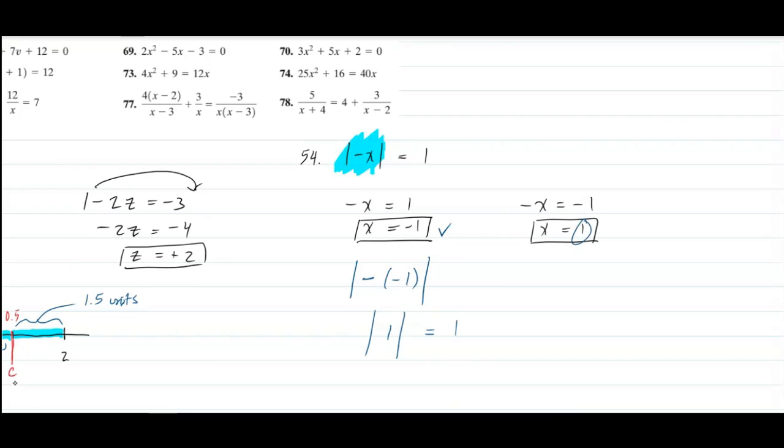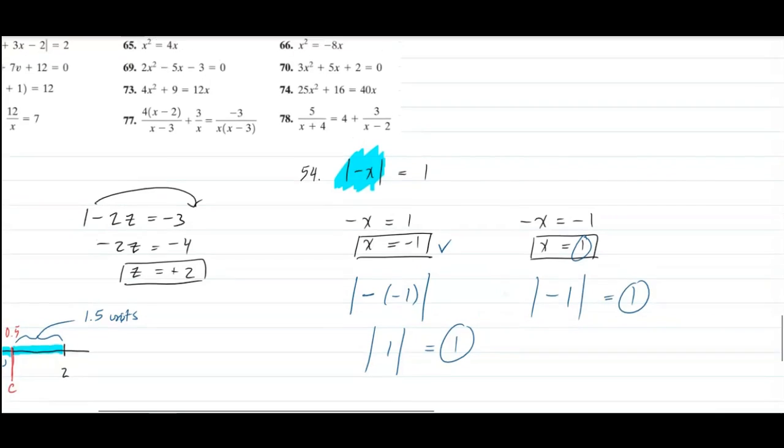When you plug in a 1 into that expression, you end up with a negative sign and then a 1, right? And what is the absolute value of negative 1? It's still equal to 1. So in fact, these are both correct answers in this situation.